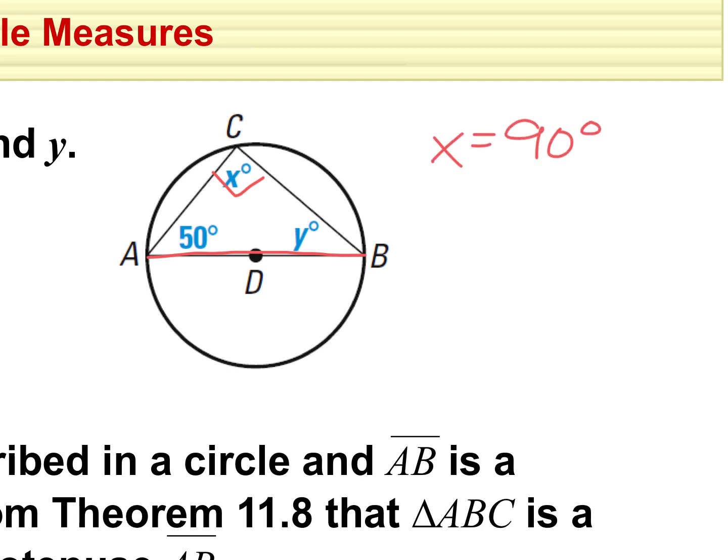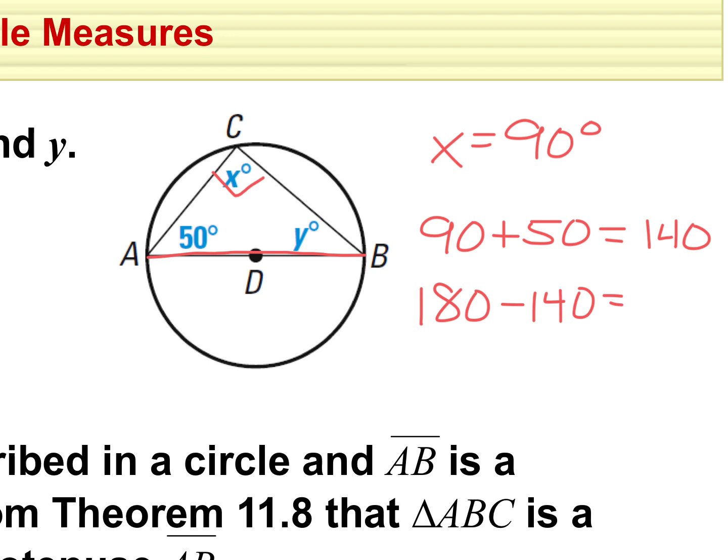So how can we find y? Think of what we know about triangles. What do they all add up to in triangles? 180. So we're going to take 90 plus 50 to get 140. And then you subtract. Take 180 minus 140 to give you 40.